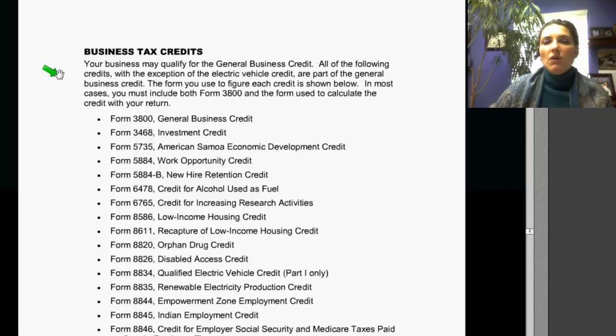So your business may qualify for something called the general business credit. All of the following credits, with the exception of the electric vehicle credit, are a part of the general business credit. The form you use to figure each credit is shown below, and in most cases you must include both Form 3800, the general business credit form, and the form used to calculate the credit with your return.